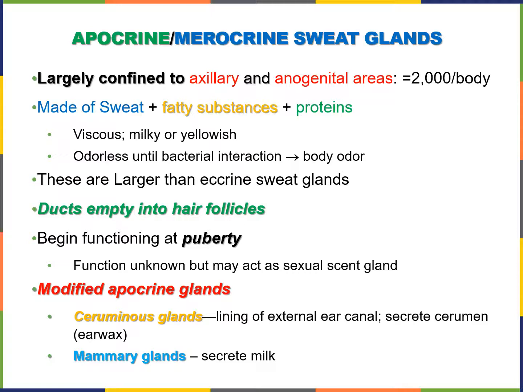The actual function for them we don't really know or appreciate now. At this time they may act as sexual scent glands. People say, boy, I just like how this person smells, for example. Something about just their smell I like. We can talk about some modified apocrine sweat glands. Ceruminous glands line the external ear canal and secrete the earwax, cerumen. Mammary glands secrete milk.